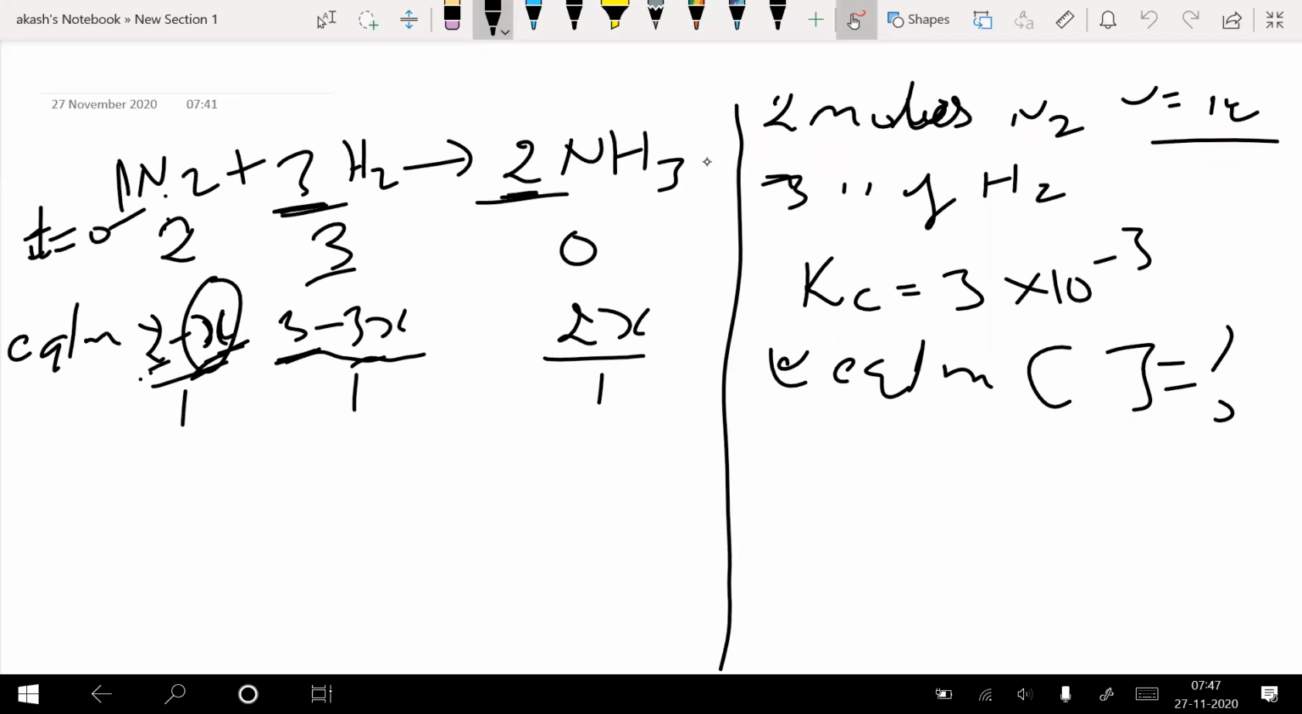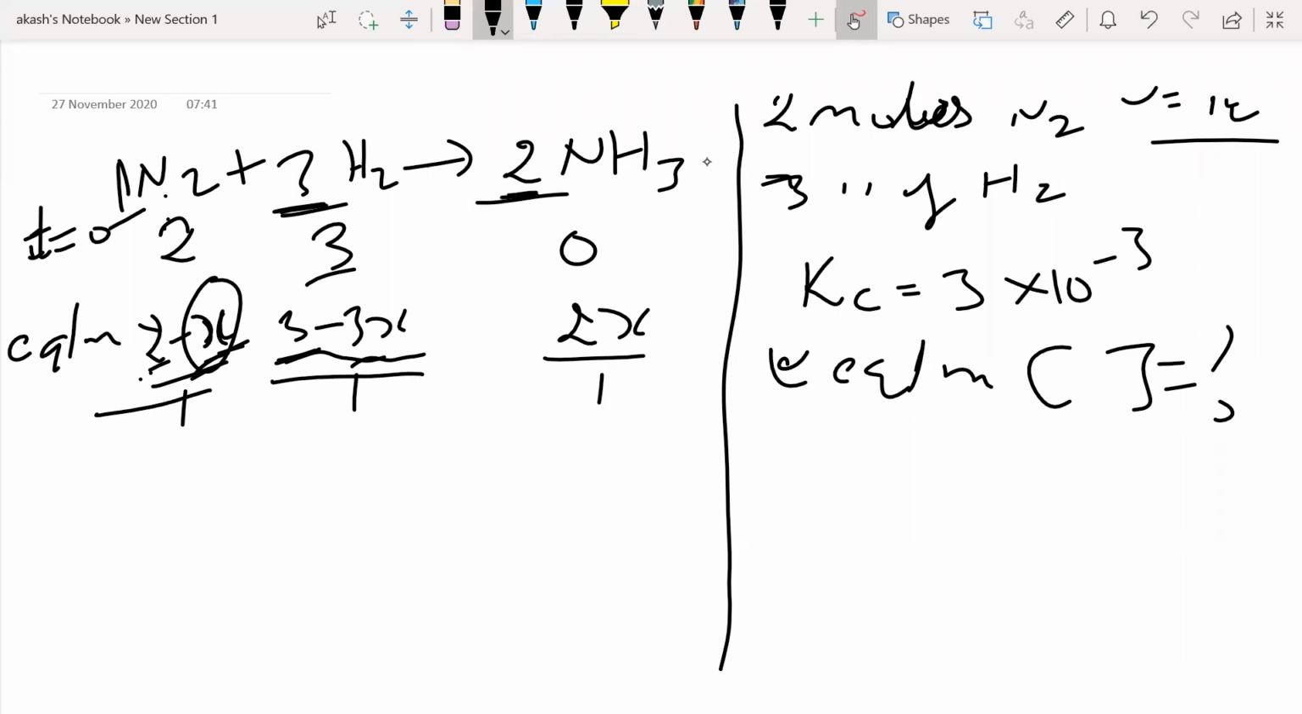Now what do I have to find? Basically, I have to find these values. I have to find this entire value, and this entire value, because that is what is asked in the question. You can see it asks what are the concentrations of all these 3 species at equilibrium, right? At equilibrium, what are all the concentrations? And for that, what do I have to do?